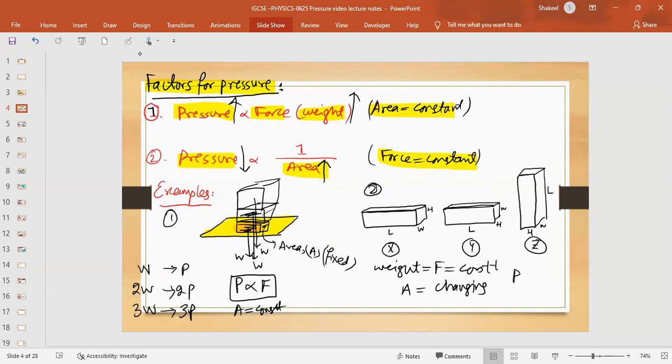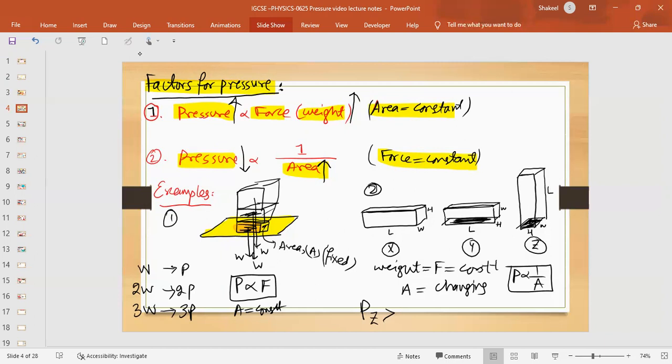And as we know that pressure is inversely proportional to area, so the position where contact area is maximum, pressure would be minimum. So the minimum pressure would be at X and maximum pressure would be at Z. So pressure at Z is maximum because its contact area is minimum. Like this is the contact area, which is the minimum contact area.